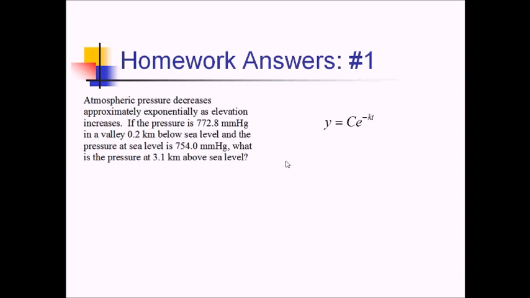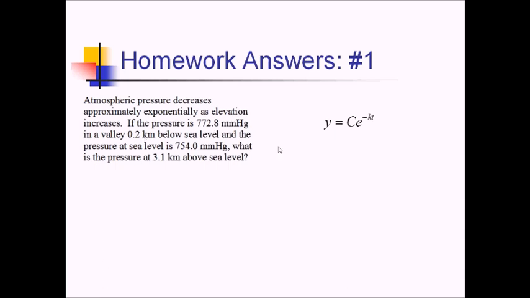We want to figure out basically the y value when C is this initial value of 754, and we have a t value of 3.1. The one thing we're missing is this k value. We need to know k, or else we can't make this work. So in order to get k, we have to use this first piece of information they gave us about the pressure 0.2 kilometers below sea level.